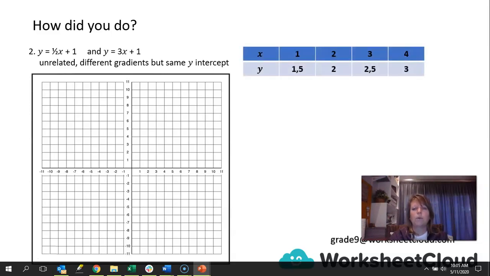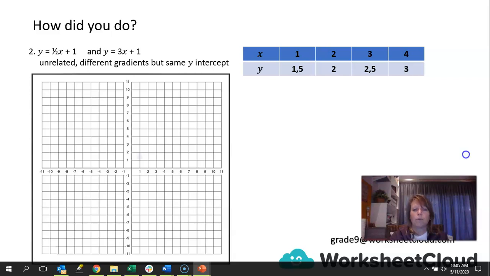All right, so now where x is 1, 1 times a half is a half, plus 1 is 1 and a half. Where x is 2, 2 times a half is 1, plus 1 gives me 2. Where x is 3, 3 times a half is 1 and a half, plus 1 gives me 2 and a half. Where x is 4, half of 4 is 2, plus 1 gives me 3.